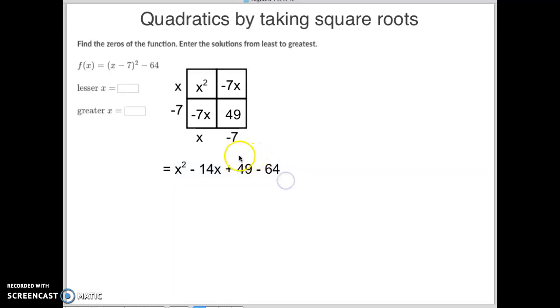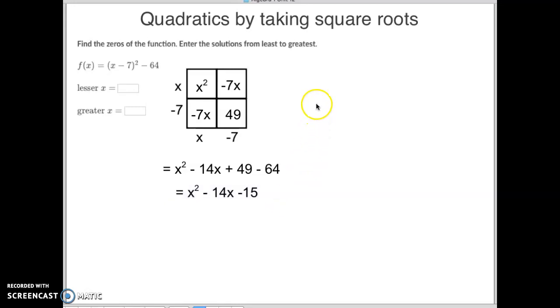Now, these two are like terms, so we can combine the positive 49 and the negative 64. Those two would equal negative 15. So we have a new quadratic now, which is x squared minus 14x minus 15. We now have to factor that. We have to find the x-intercepts for that. So how do we do that?